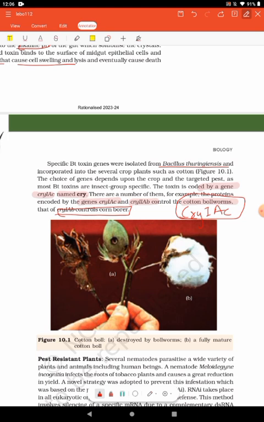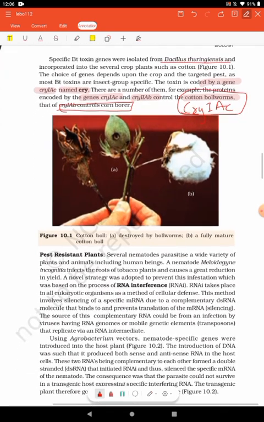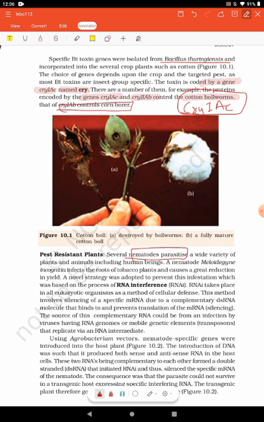Okay, now another example of pest resistance through genetically modified organisms is nematodes. Nematodes are another type of pest which attacks the root. Nematode basically attacks the root of the plant, and this is done in the tobacco plant.